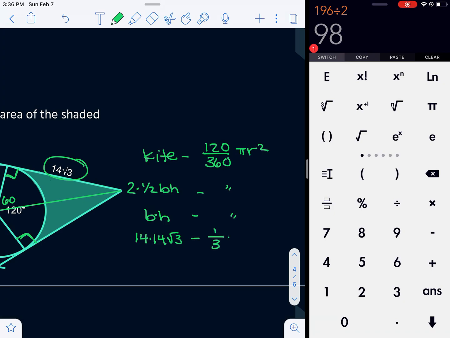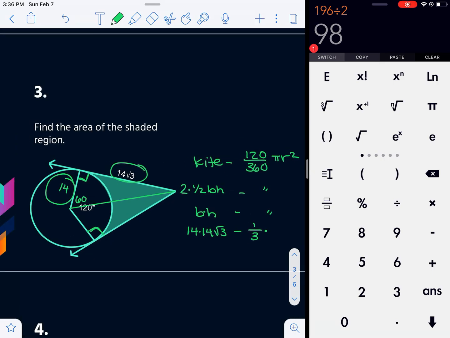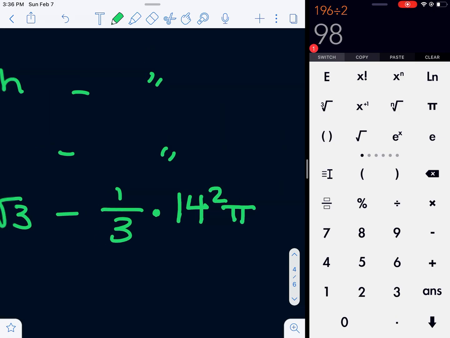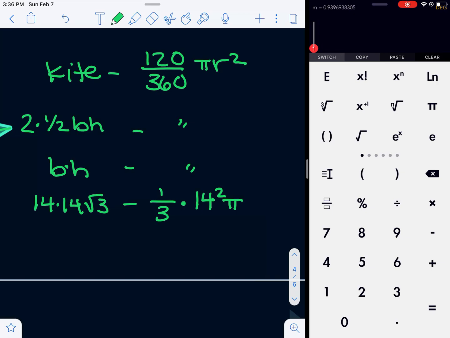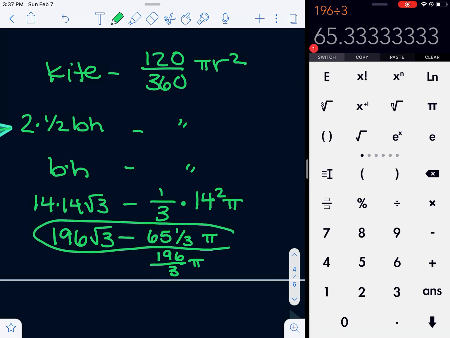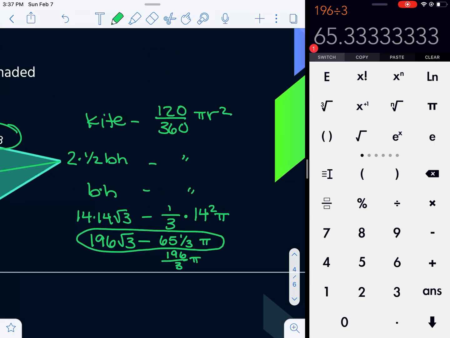And then I have 1/3 times my circle. My radius of the circle is 14. Times 14. I never remember my 14. It's 196. And 1/3 of that for my circle is going to be 65 and 1/3 pi, or I could have left it as 196 over 3 pi. Either way works. One has a square root of 3, one has pi. Those are not like terms. I can't combine those, so that is my final answer.